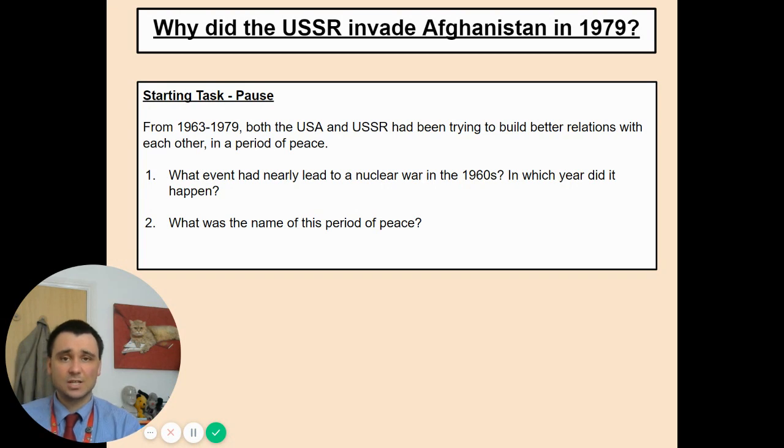So, starting task. Can you just give these two questions a go, please? From 1963 to 1979, both the USA and USSR have been trying to build better relations with each other in a period of peace. Two quick recap questions. First of all, what event had nearly led to a nuclear war in the 1960s, and in which year did that happen? And also, what was the technical name given to this period of peace? It's actually got a weird little name. So just pause the video, give those two questions a go for me, please.